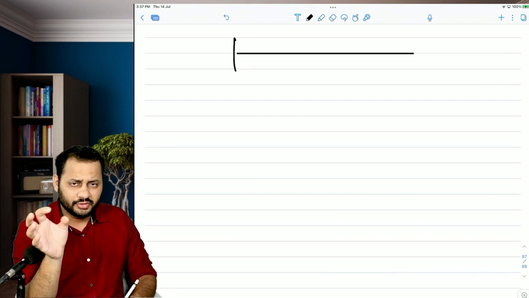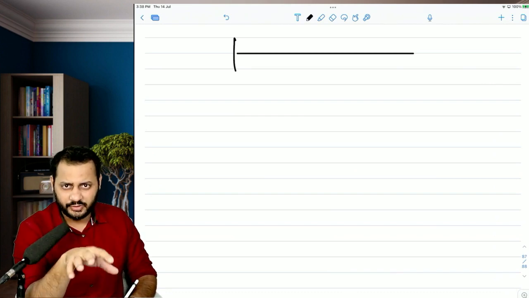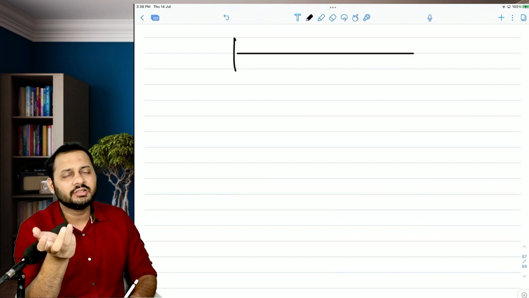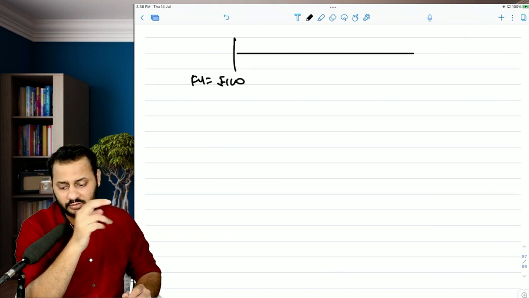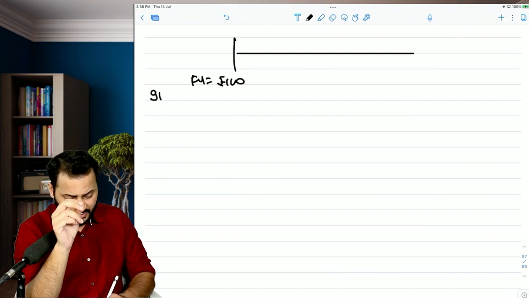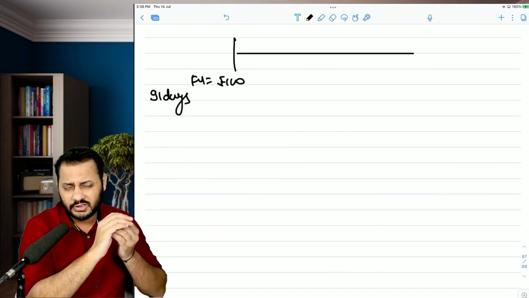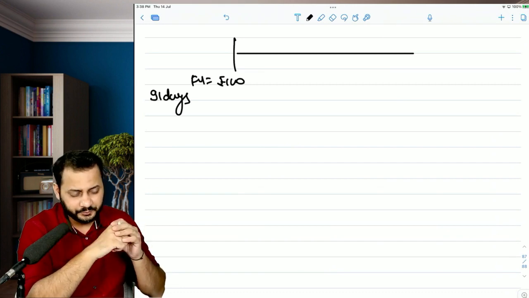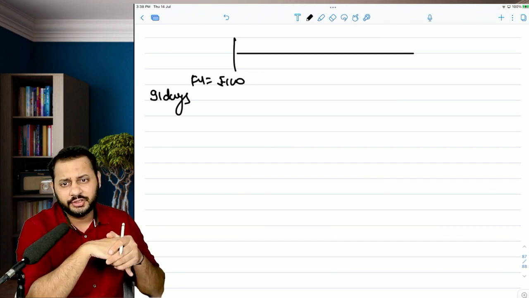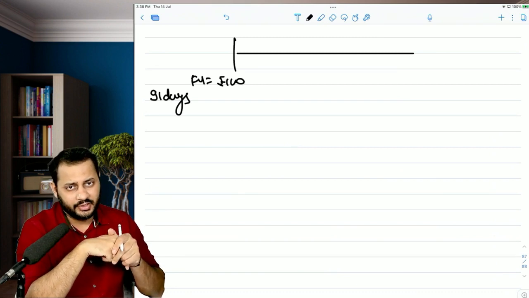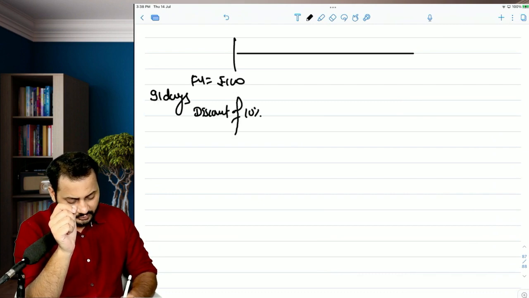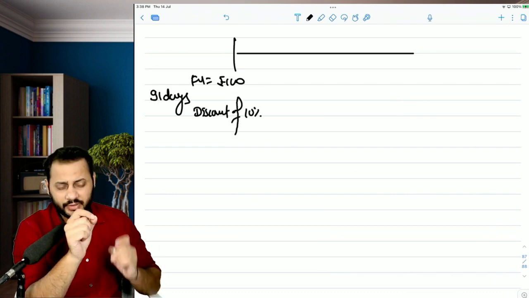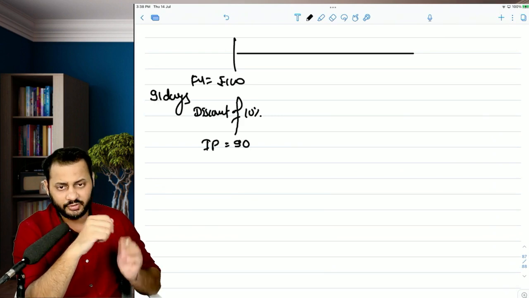Suppose I'm not saying about the treasury bill, any kind of a money market instrument. There are certain instruments in the money market whose face value, let's say for example, is 100 rupees. It is issued by the bank for, let's say, 91 days. Normally money market instruments are issued in the market for short period of time, so it is issued in the market for 91 days, and let's say for example it is issued at a discount of 10%. So what will be the issue price? Issue price will be 90 rupees. Do you agree with that?